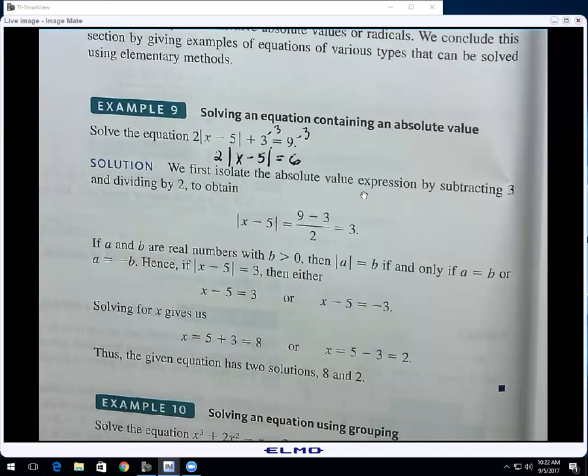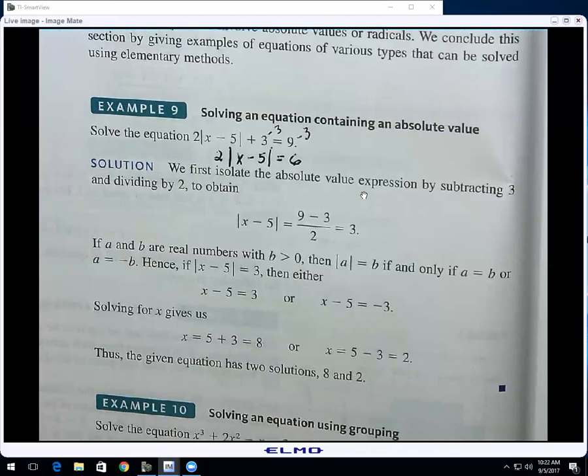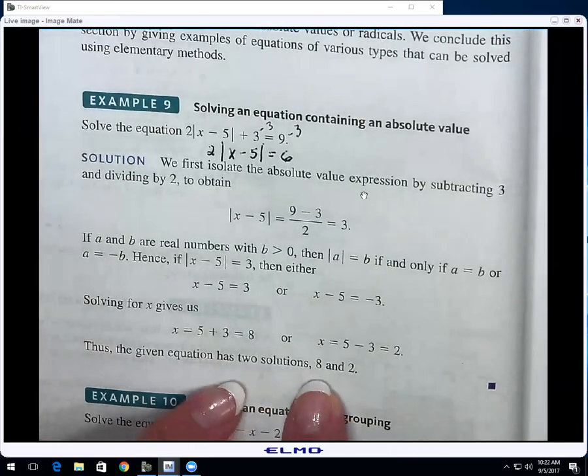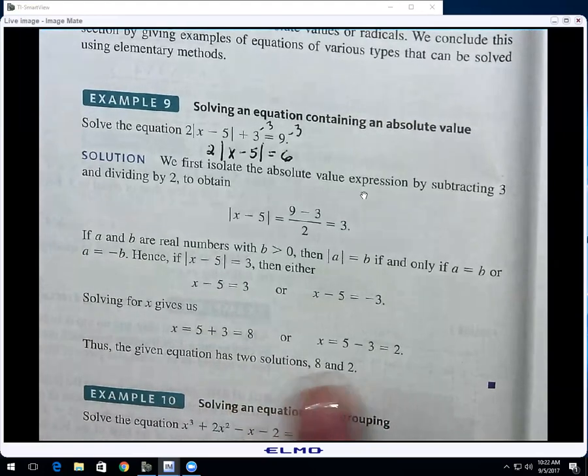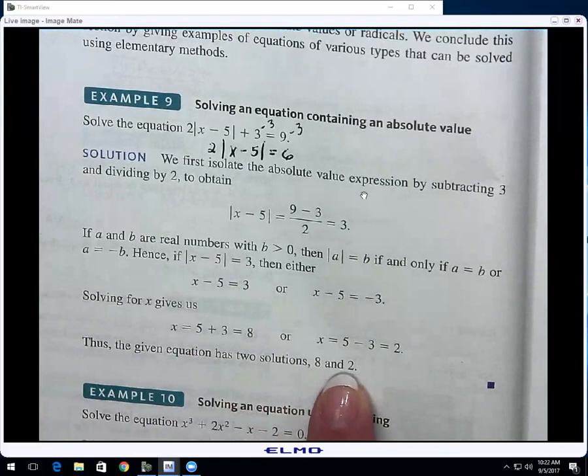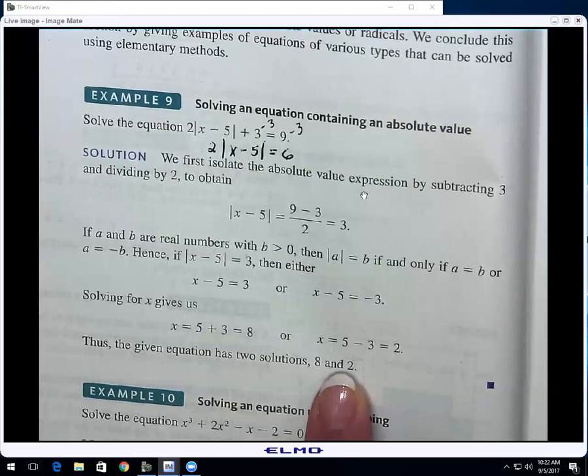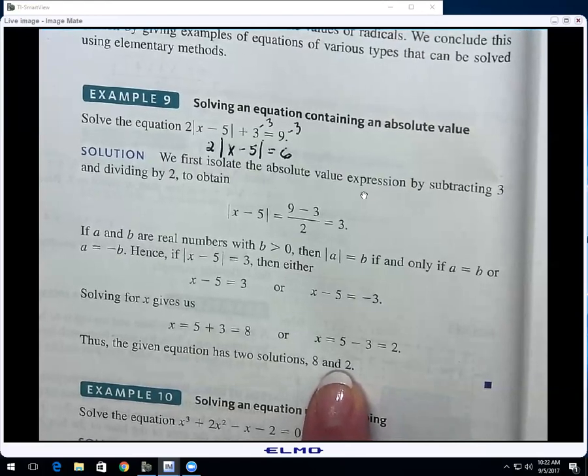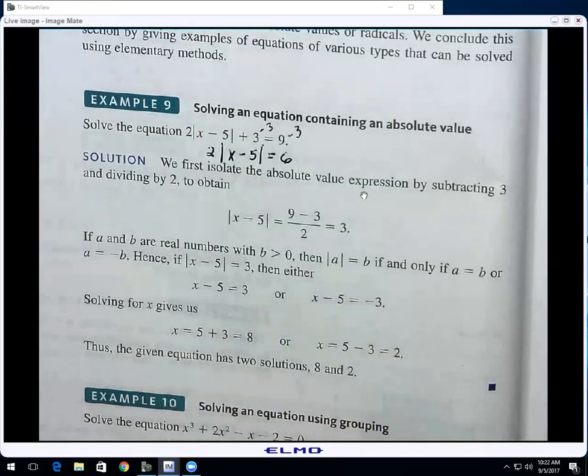When you say absolute value of x minus 5 is 3, you mean 3 is the distance from 5. So x minus 5 equals positive 3, or x minus 5 equals negative 3. Those are the 2 equations you solve. And you come up with x equals 8 and x equals 2. Those are the 2 numbers that are 3 units from 5 on a number line. So absolute value equations, get the absolute value by itself, and then break it into 2 equations.